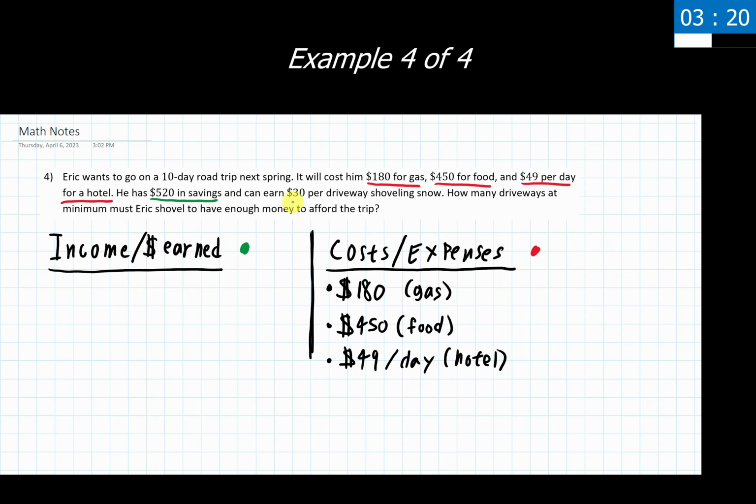And then he earns $30 per driveway shoveling snow. Okay, that's definitely money that he has coming in and earned income there. So let's go ahead and list these two out.